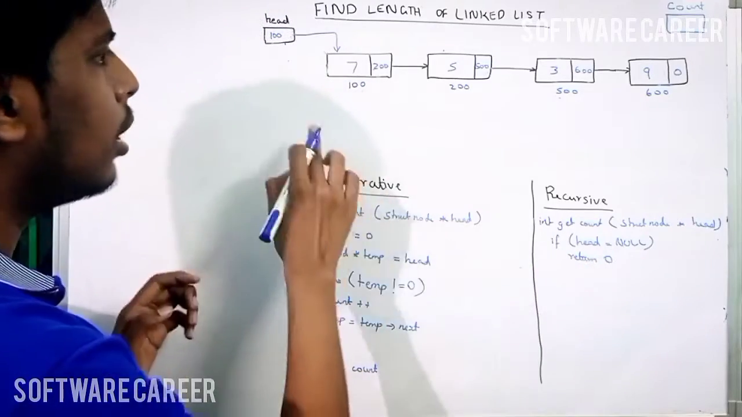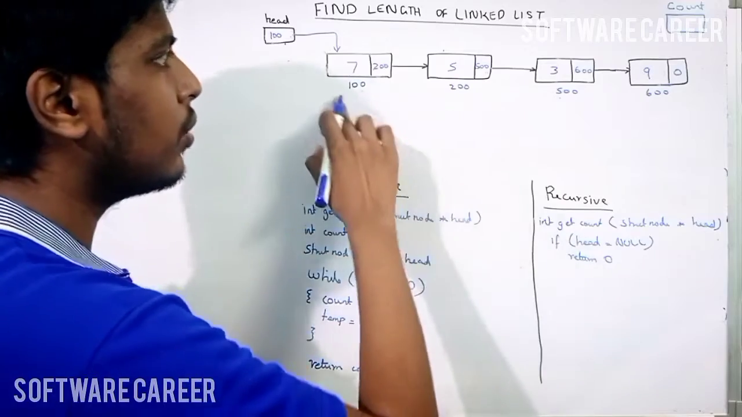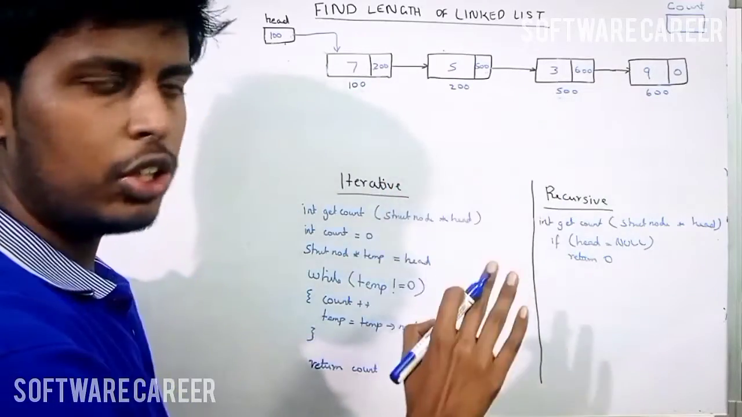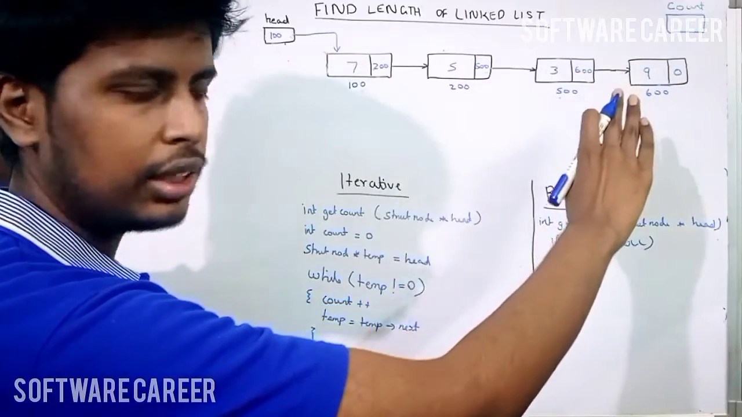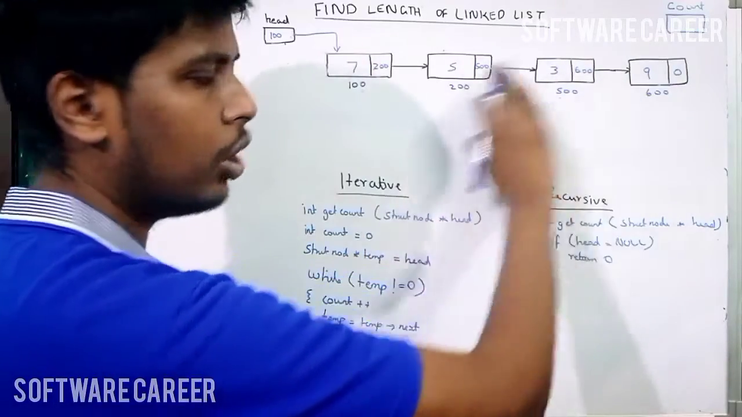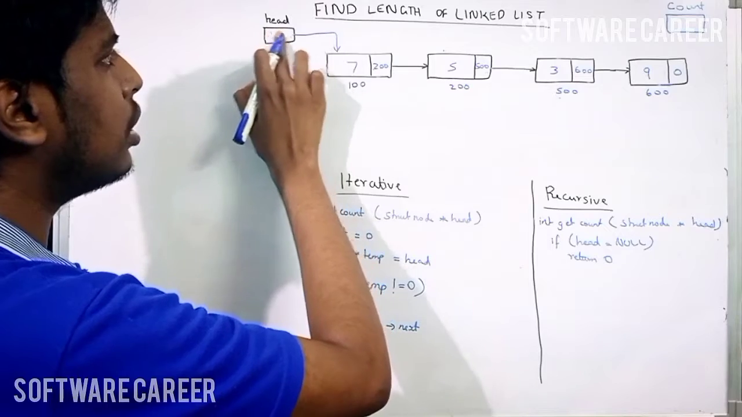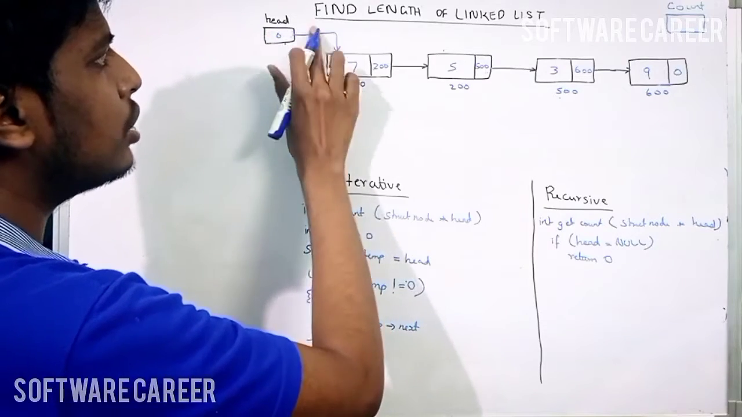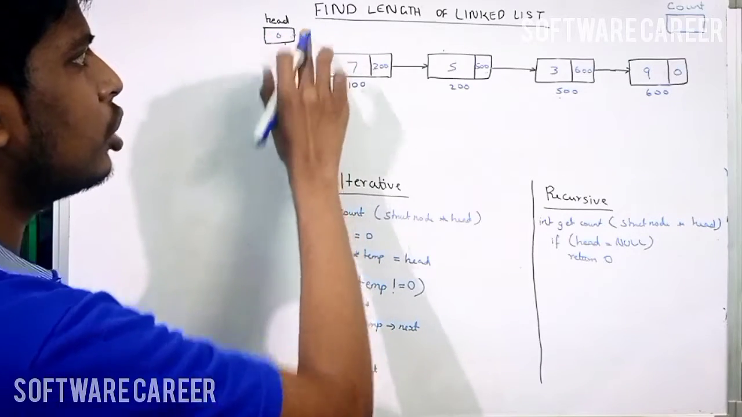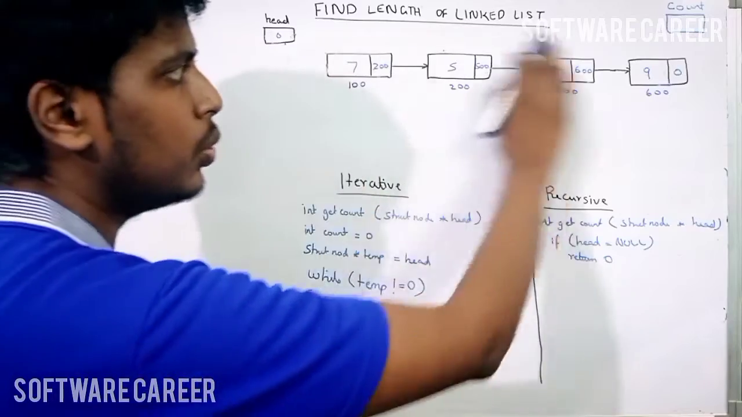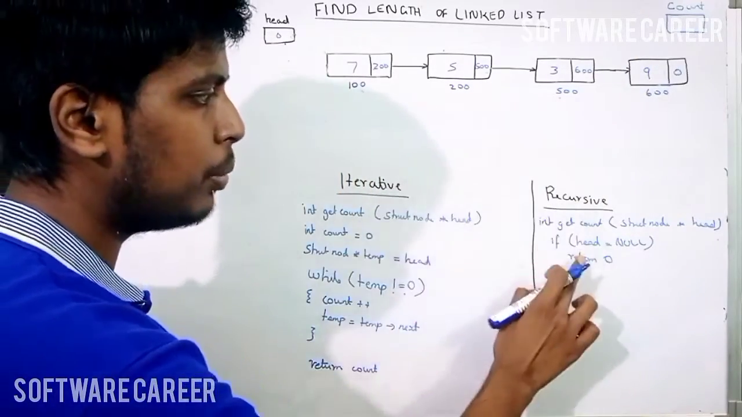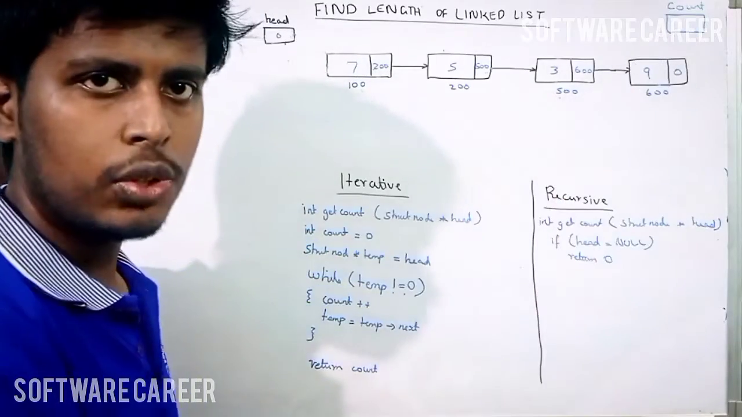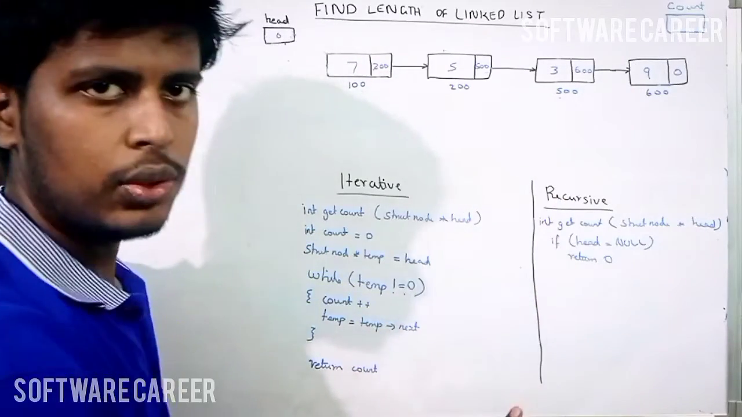What is that? This is the condition to check whether the linked list is empty or not. Now there are 4 nodes. If suppose no node is present in the linked list, then head value will be 0. Head value is 0 means this pointer is not pointing to any node. No nodes are present. If head is 0, the linked list is empty, so the count value will be 0. That's why I'm writing return 0.